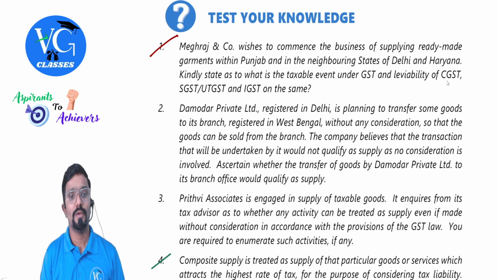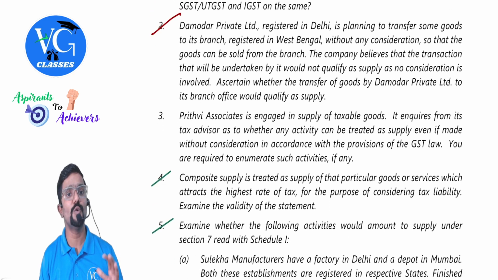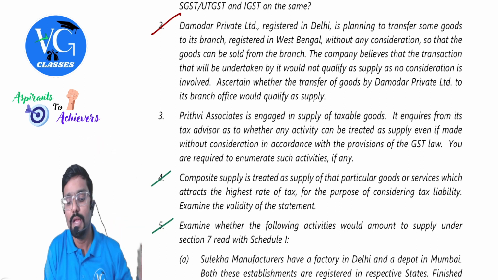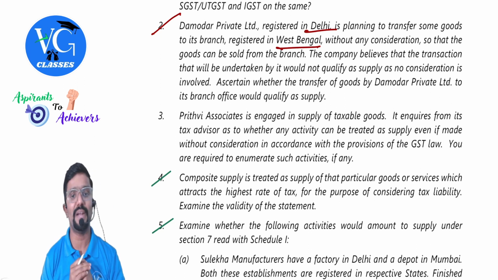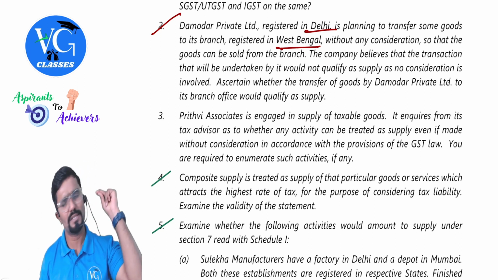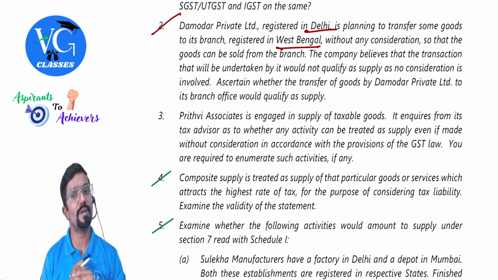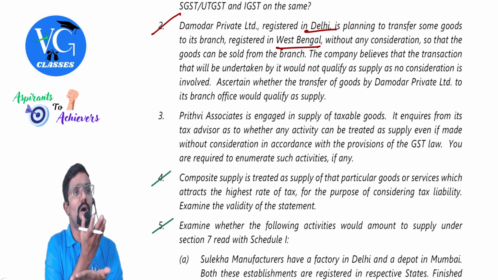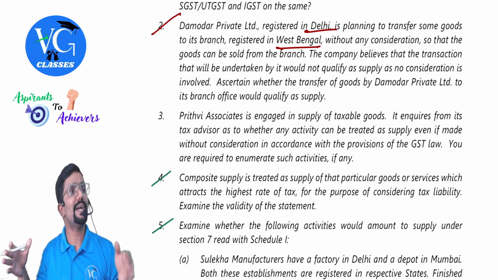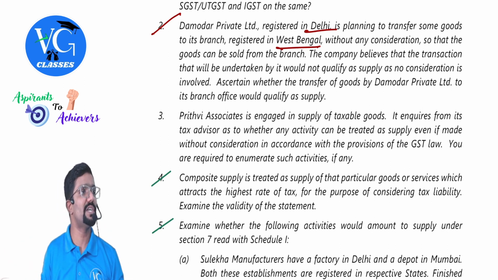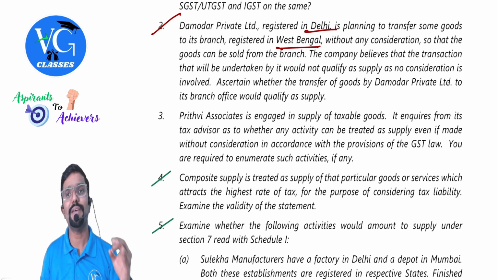Second question. Damodar Private Limited, registered in Delhi, is planning to transfer some goods to its branch registered in West Bengal so that the goods can be sold from the branch. Guys, Delhi to West Bengal. Is it between distinct persons? Yes, separately registered. So when goods are moved from Delhi branch to West Bengal branch, is it a supply, guys? Yes, between distinct persons, even without a consideration, it is a supply as per para 2 of Schedule 1, read with section 7(1)(c).